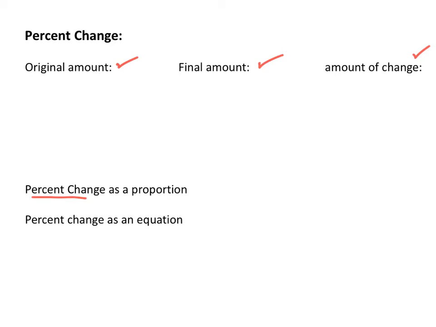So before we start, let's take a look at our regular percent change as a proportion. So remember, percent always goes over 100, but I'm going to write it like this. Percent change as a proportion would go over 100. Now, remember, in a proportion, the left side and the right side have to match. So if the left side is percent change, then on the right side, we need the amount of change. How much did it change by?